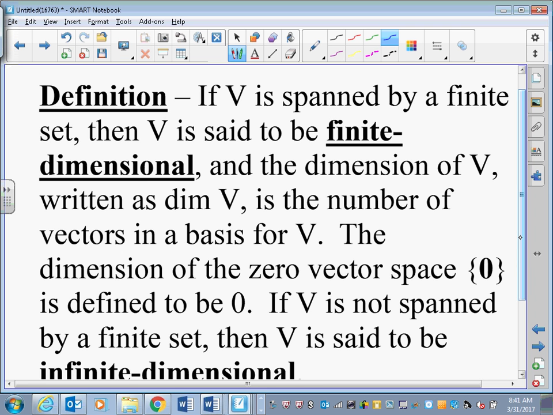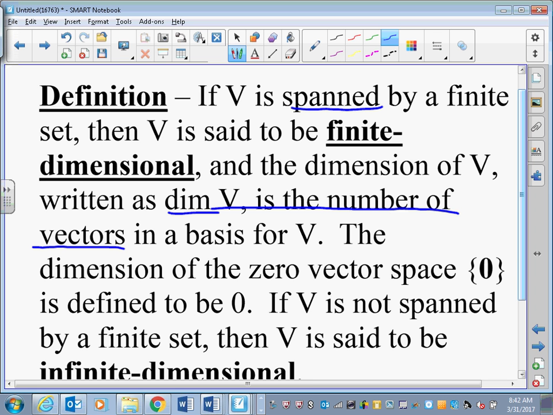So if V is spanned by a finite set, then V is said to be finite dimensional. And we'll talk about what that means for spanning stuff. The dimension of V, written as dim V, is the number of vectors in a basis. How many vectors do you have? What does span mean? Linear combination, right? There's a pivot in every place. There's a solution for whatever we want to choose. If I choose 126 to be one of those, then it's going to work out. I can get 126.